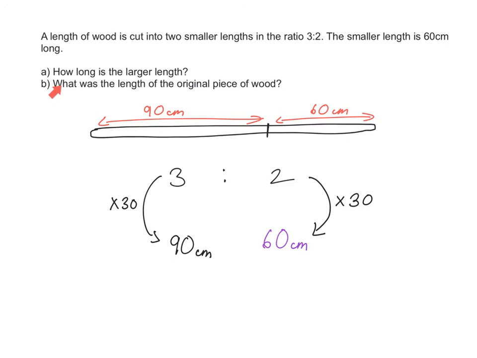Part B asks us, what was the length of the original piece of wood? Well, to find the length of the original piece of wood, we just need to combine the lengths. In total, 90 plus 60 is just 150 centimeters. And that's your answer to part B.